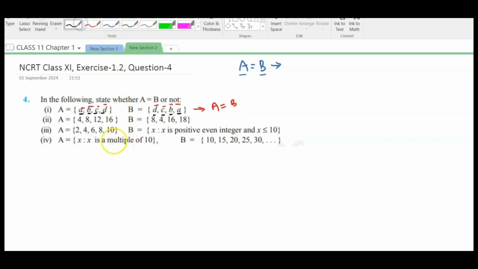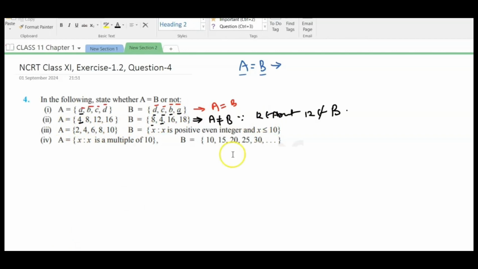Next we have 4, 8, 12, 16. 4, 8. Now it does not have 12 over here. So all the elements of set A are not elements of set B. So A is not equal to B. Because 12 belongs to A, but 12 does not belong to B. So just one element is enough. If one element belongs to one set but not the other, the sets will not be equal. Okay.